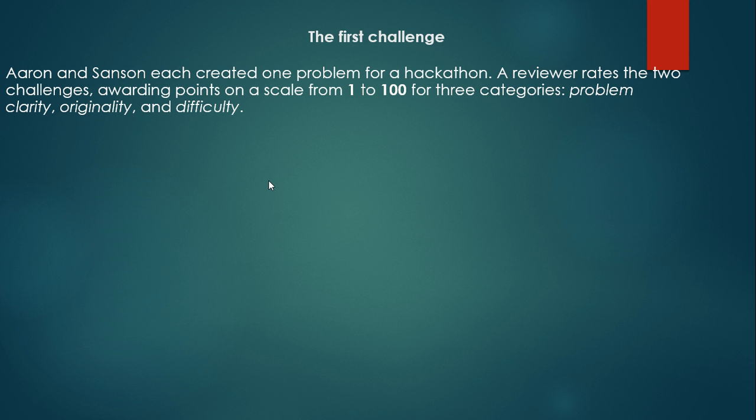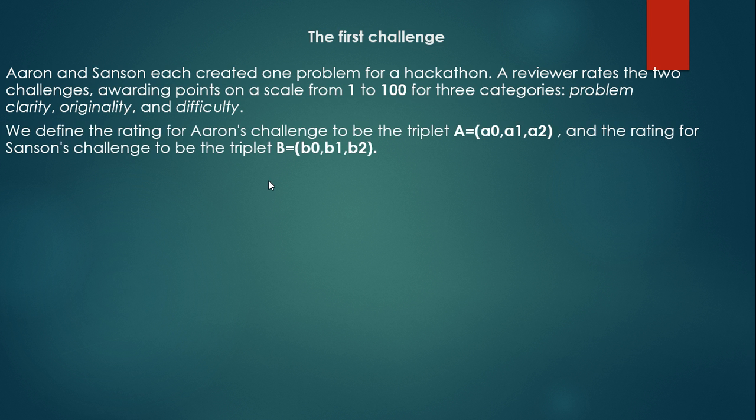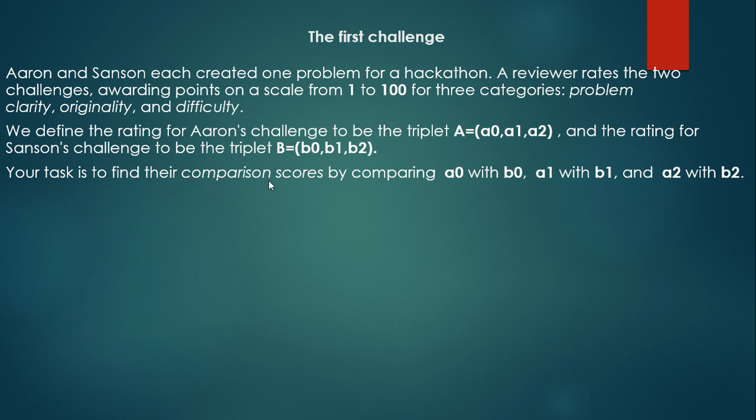So the first question, this is the preamble here. Aaron and Samson, I'm using my names. So Aaron and Samson each created one problem for a hackathon. A reviewer rates the two challenges, awarding points on a scale from 1 to 100 for 3 categories: problem clarity, originality, and difficulty.